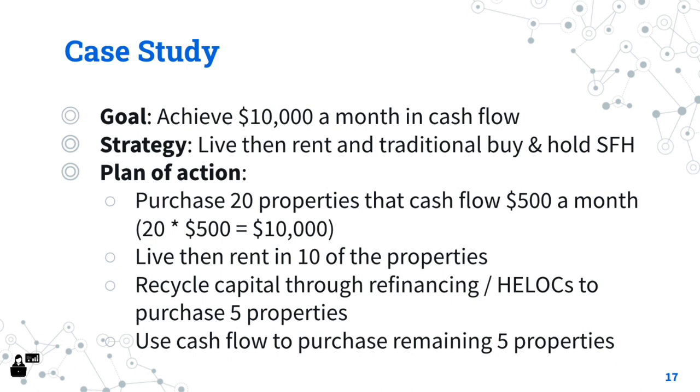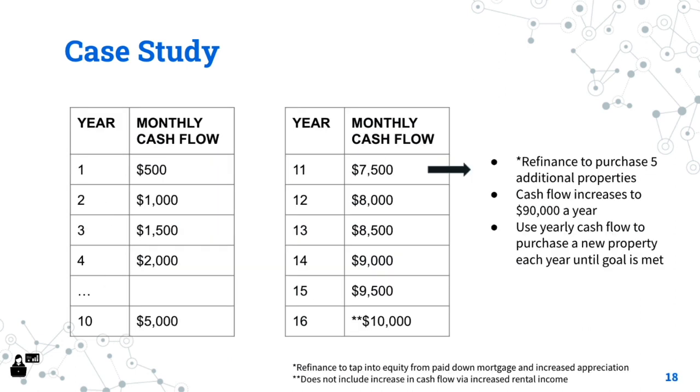Let's take a look. Starting with the chart on the left-hand side, we can see via the LTR strategy, we acquire 10 single-family homes over a course of 10 years. Each home makes $500 of monthly cash flow. After 10 years, this becomes $5,000 in monthly cash flow.